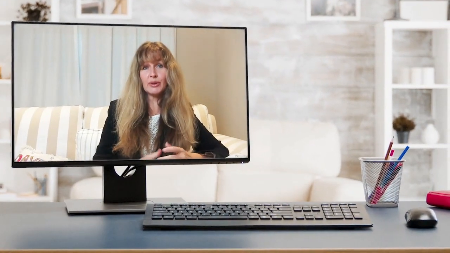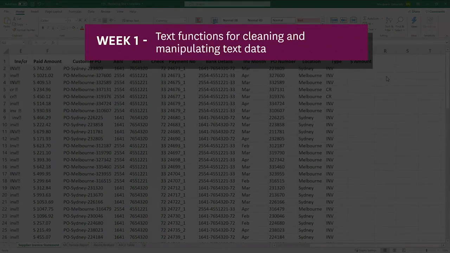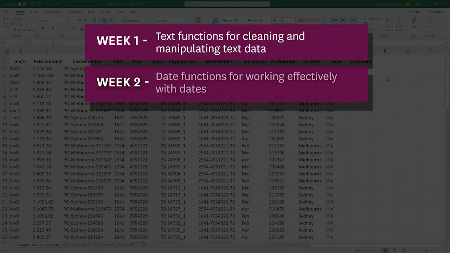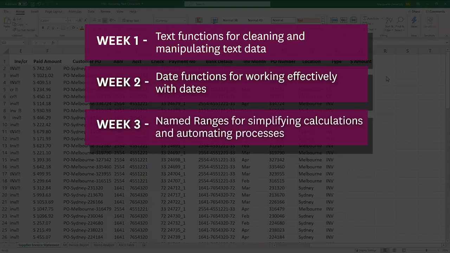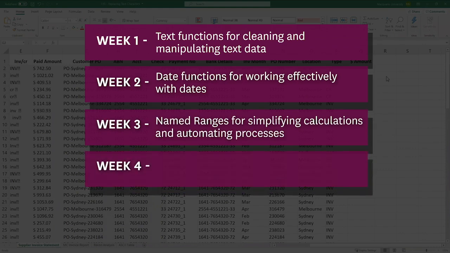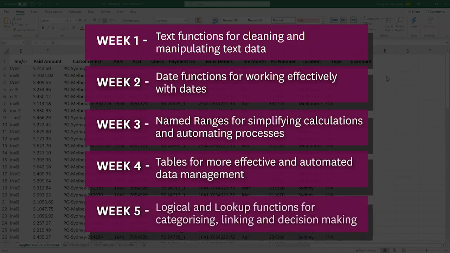These are the topics we will cover. In week 1, we will focus on text functions for cleaning and manipulating text data. Week 2, we're going to look at date functions for working more effectively with dates. Week 3, we're going to explore named ranges, a way of simplifying calculations and helping automate processes. Week 4, the focus is tables for more effective and automated data management. And week 5, we look at logical lookup functions for categorizing, linking, and decision-making.